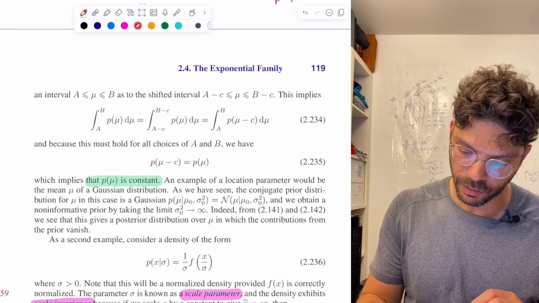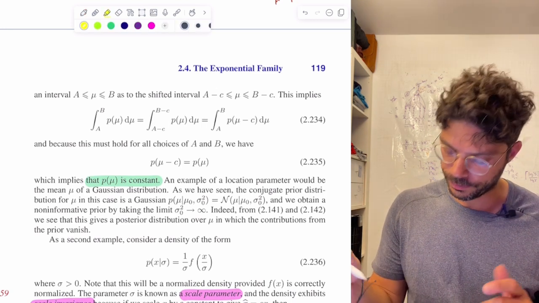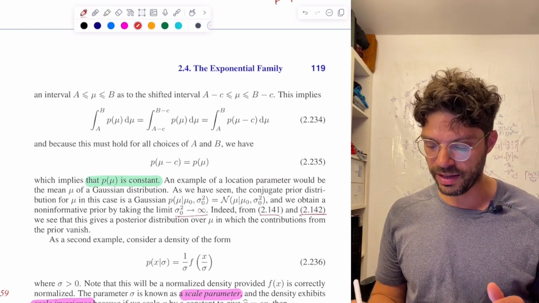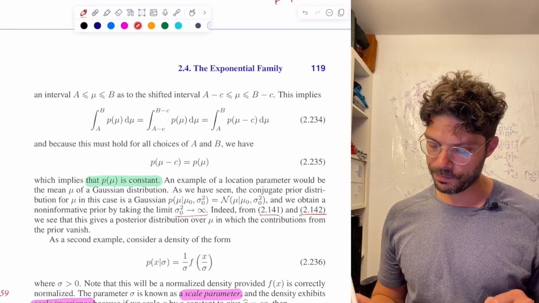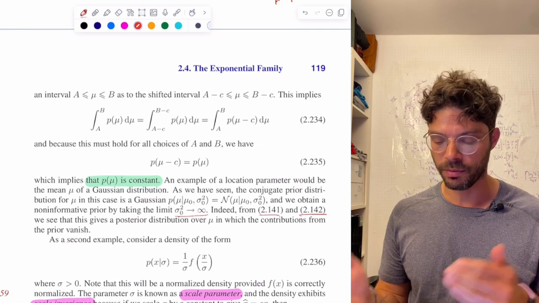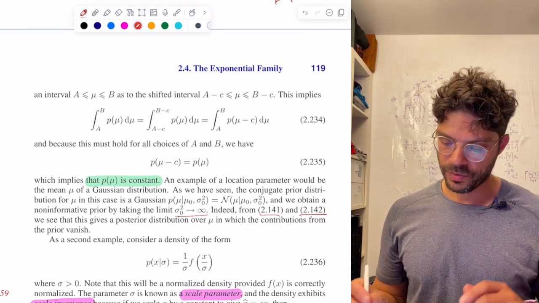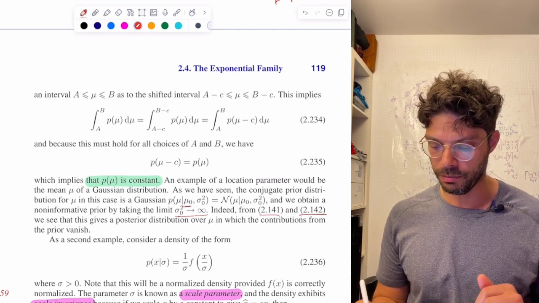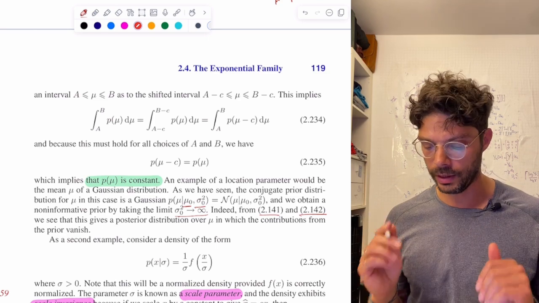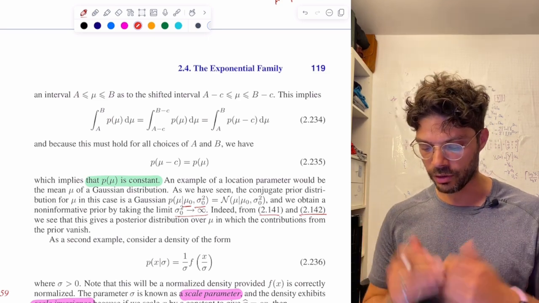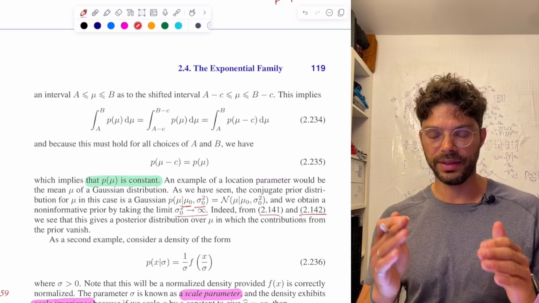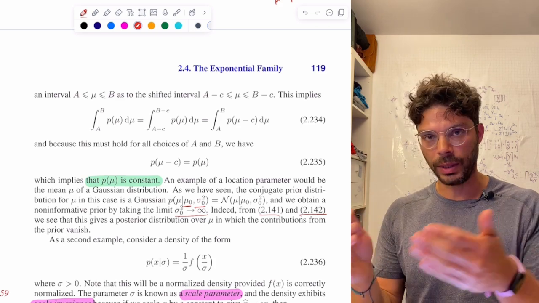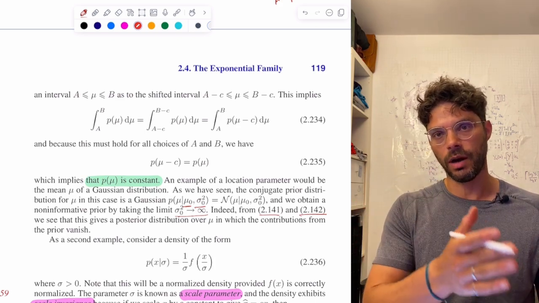If you go back up to 2.141 and 2.142, you'll see that in this setting, all that shows up in the posterior is terms related to the data. There won't be any terms related to the prior, so you won't end up with mu naught or sigma naught. All that will show up in the posterior is the terms that come from the data, which is what you want. Okay, so that's one example. We've come up with an improper prior because we wanted a particular property, this translation invariance property.